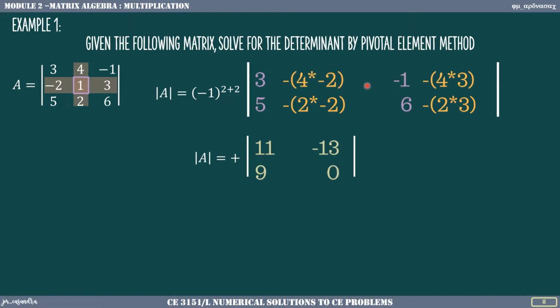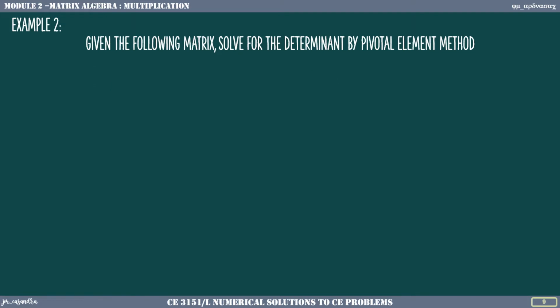Okay? So from this, we can now solve our determinant by Sarrus' rule. So that will now be the determinant of A is positive 11 times 0 minus negative 13 times 9, which will give us 117. Okay. So next example, matrix F, which is a 4 by 4 matrix.